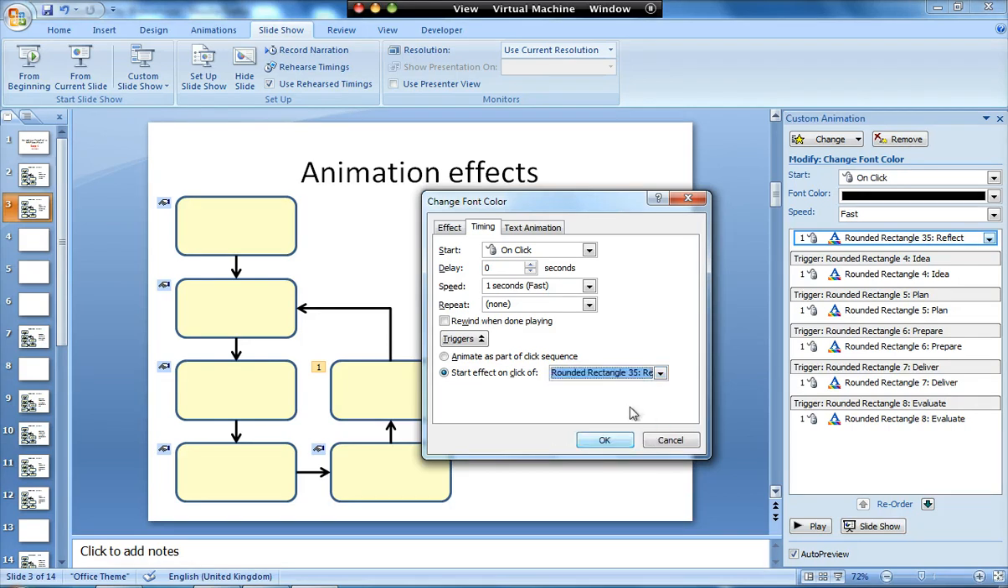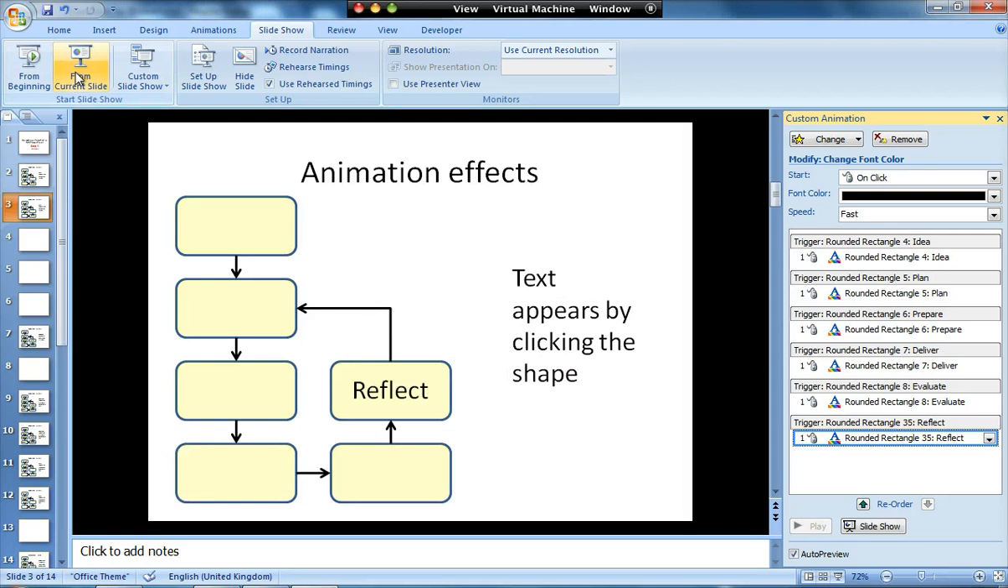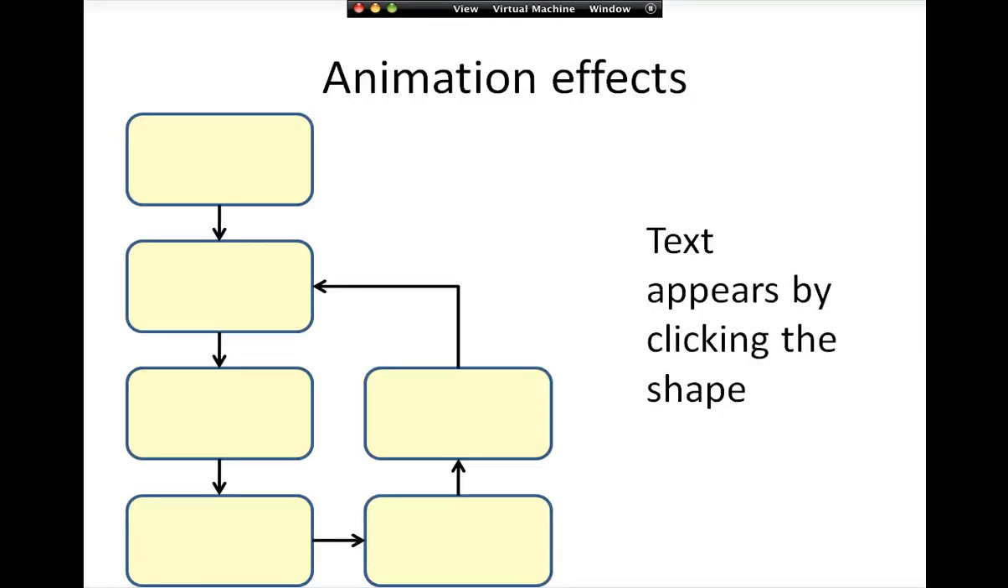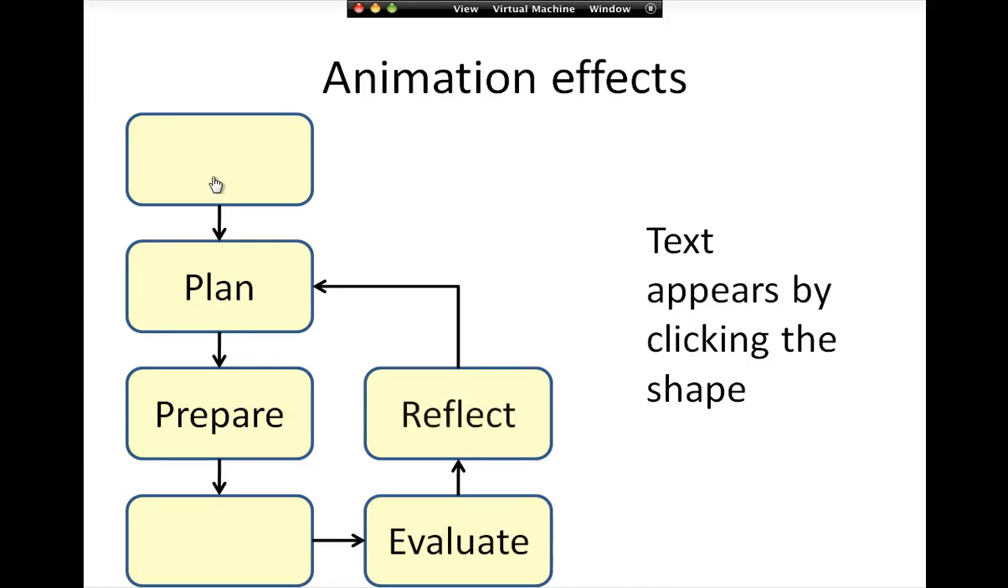Which is there. So if we just test this out, clicking on a shape brings in the text for that shape. So it's a very, very simple adaptation to the previous screencast where we just used the emphasis, and all I'm doing is triggering it so that I'm not stuck with a linear sequence.